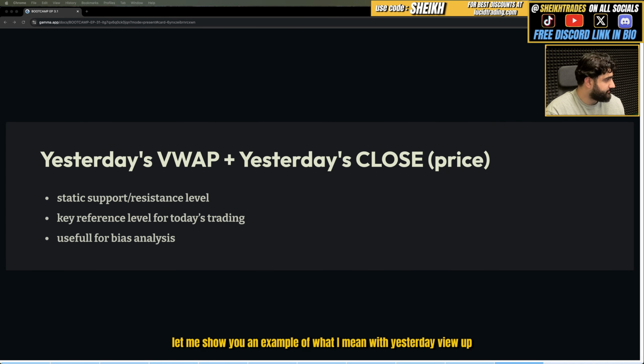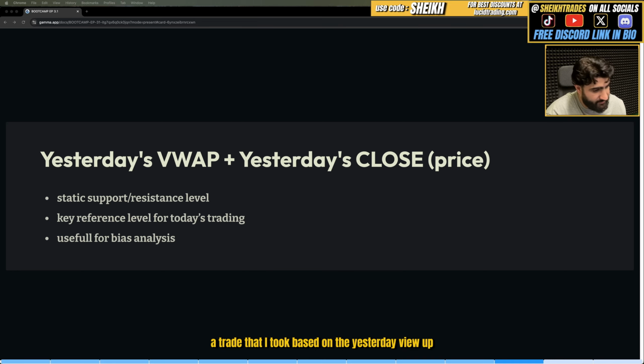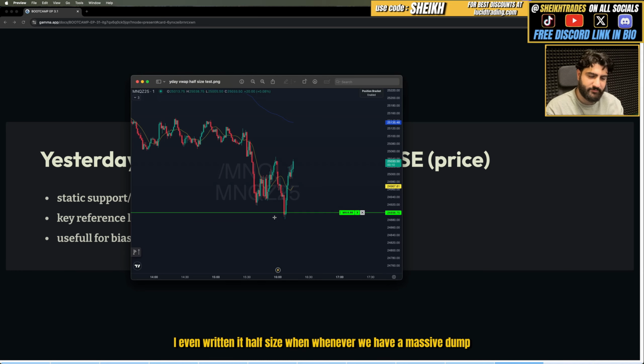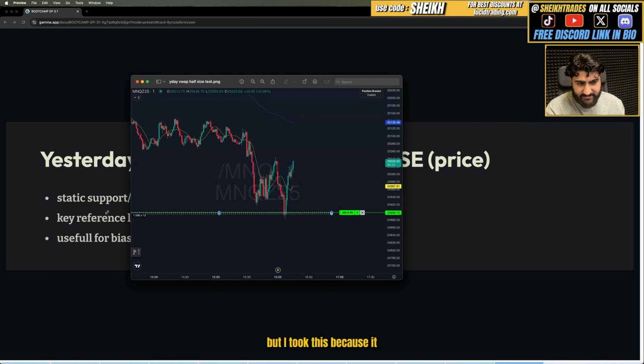Let me show you an example of what I mean with the yesterday VWAP, a trade that I took based on it. You could see half size. I've even written it, half size. Whenever we have a massive dump, let's say, into yesterday's VWAP, so this trade, you can't see it, but I took this because it dumped to yesterday's VWAP, and I took 3 contracts long, which I was going to add more if it didn't FBD. So if it went down, reclaimed, and didn't FBD, I would have added my full size, but it never did.